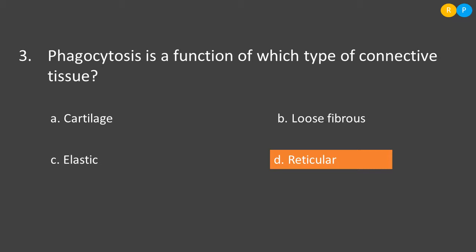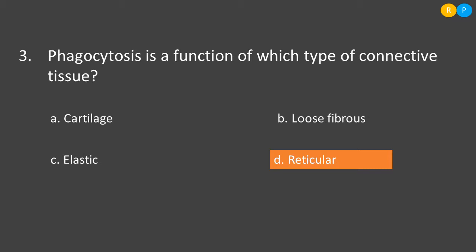Sometimes if any antigen enters our body, some of the cells will be released and they will come and eat the antigen. That type of mechanism is called phagocytosis. Some of the connective tissues in our body are phagocytic in function. So what is the name of that particular connective tissue? The name of the tissue is reticular tissue. In the reticular tissue, a large number of phagocytic cells are present. Because of this, the tissue is present in lymphatic organs.